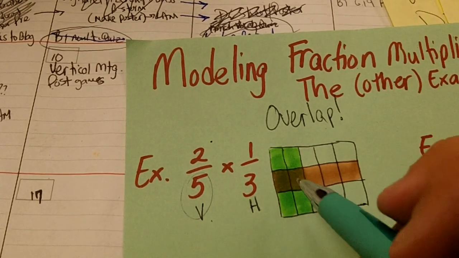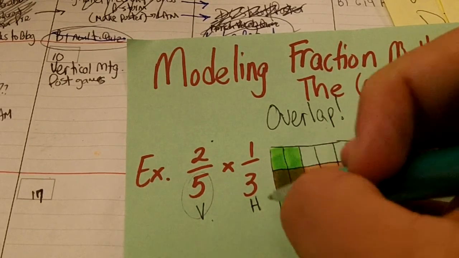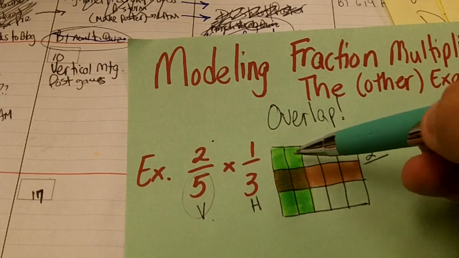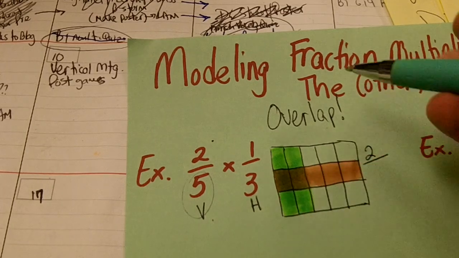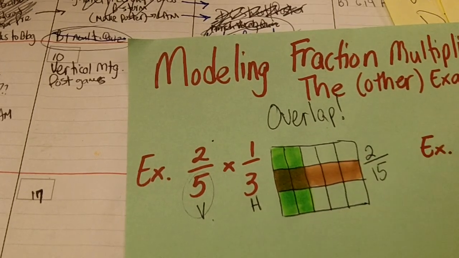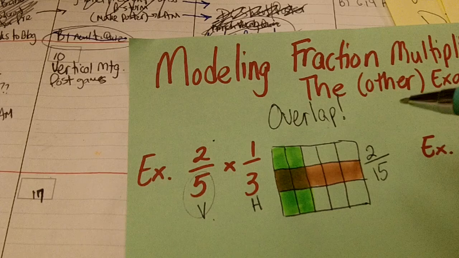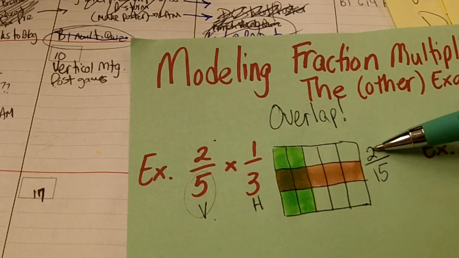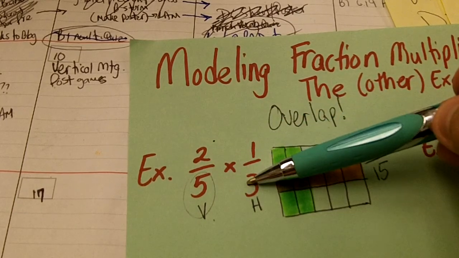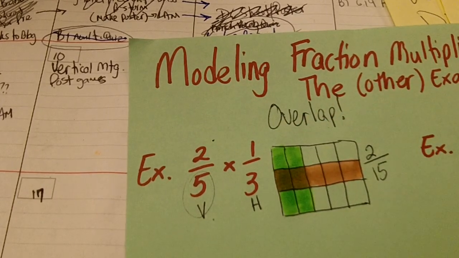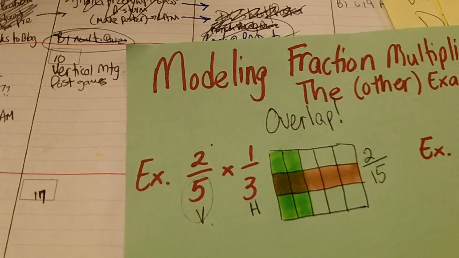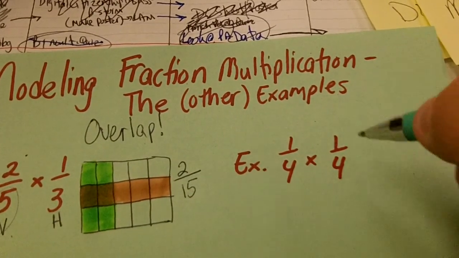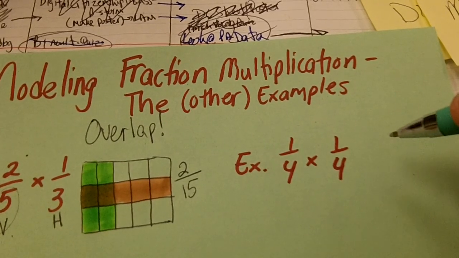So if I see my overlap, I am going to count those. I have 2 overlapping, so I'm going to call that 2 over the total. The total looks like 5, 10, 15. My answer is 2/15. I can also check my work by checking it against the problem. What's 2 times 1? What's 5 times 3? And there's my answer. I'm going to do one more example, and I may do another one after that, but we are getting up there about 3 minutes, and I don't want to take too much of your precious time.